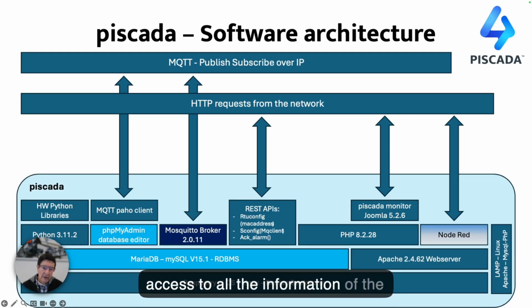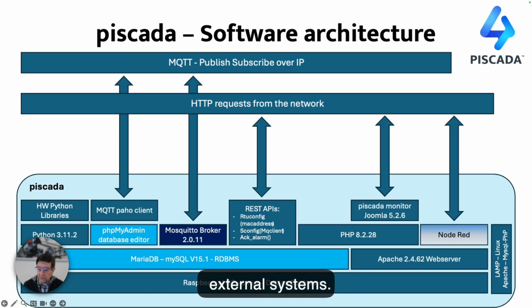having access to all the information of the data in the database itself, but also directly of everything that goes in the publish-subscribe network, and also to be able to implement other things like gateways and connections to other systems. All that can be done within the Node-RED is an open window for external systems.